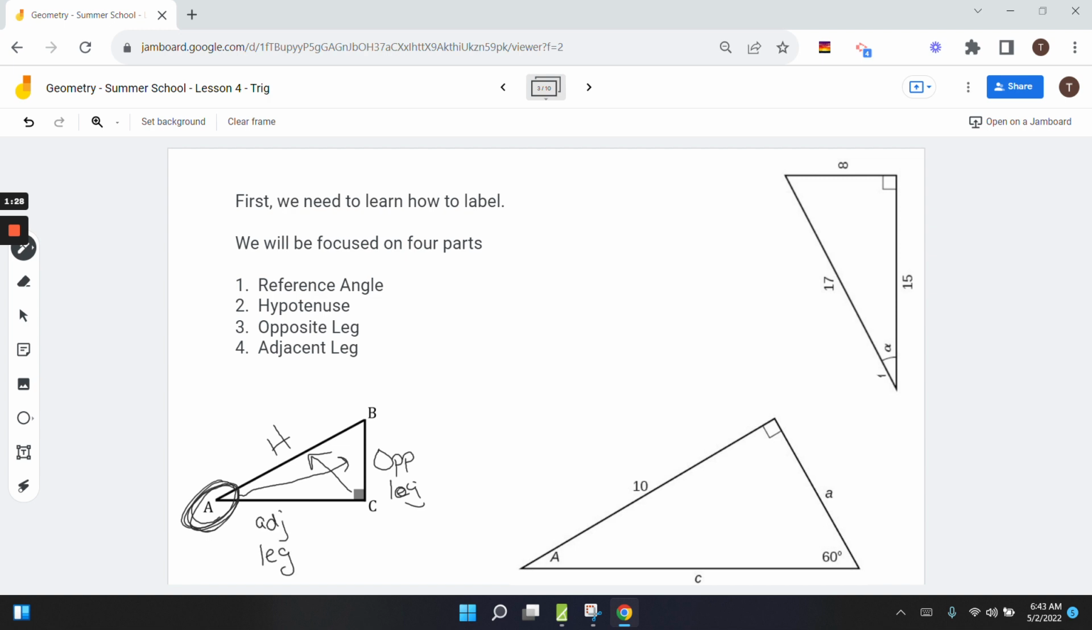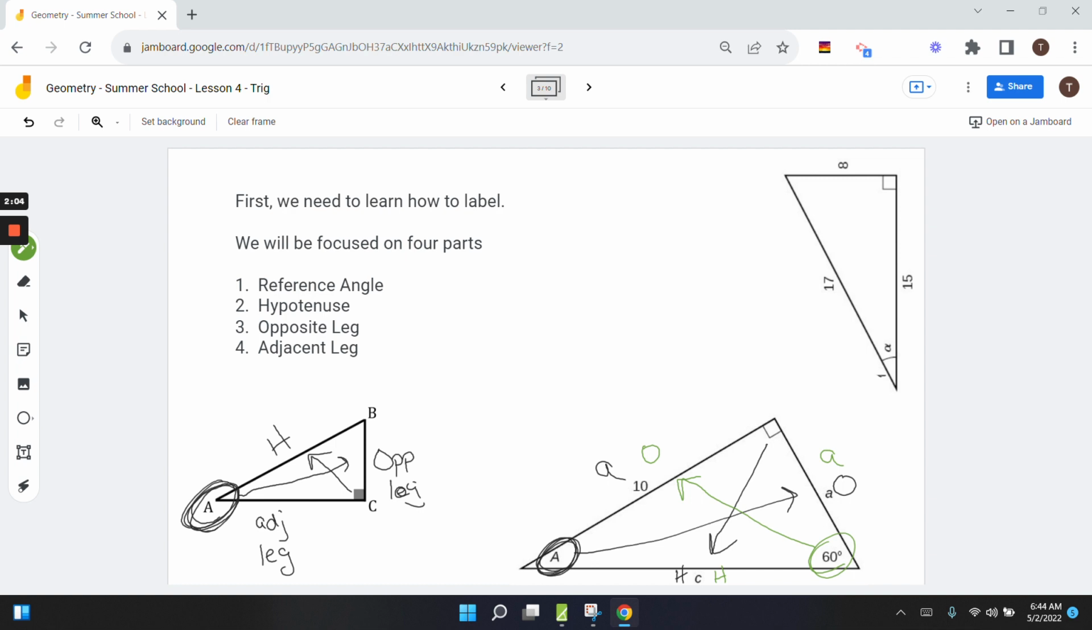If I look here and I say this is our reference angle, here's my right angle. So across from that would be my hypotenuse. Across from my reference angle would be my opposite. What's left over would be adjacent. Now notice if I change my reference angle to this one, the hypotenuse stays the same. But if I'm looking at this angle, this becomes my opposite leg, and this becomes my adjacent leg. So when you're labeling, I would always try to do it in that order. Circle your reference angle, find the hypotenuse, find the opposite leg, what's left over is the adjacent leg.